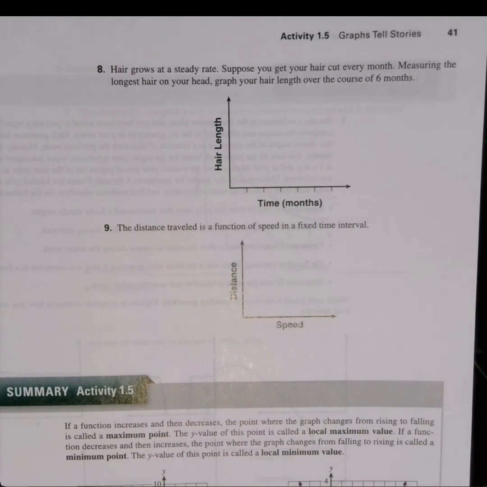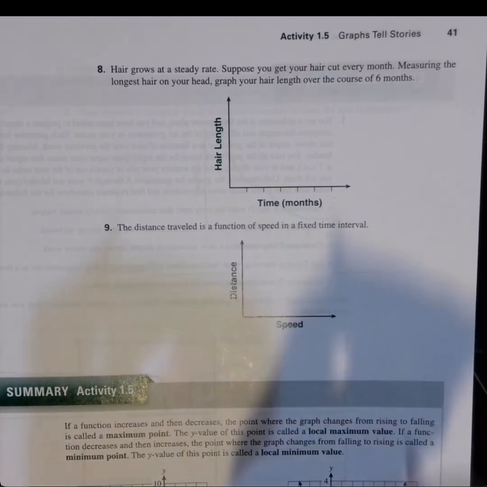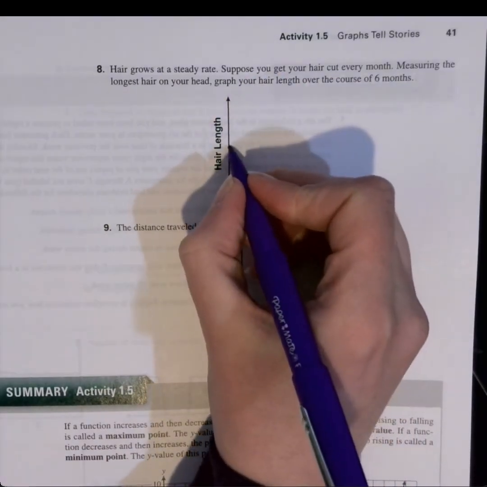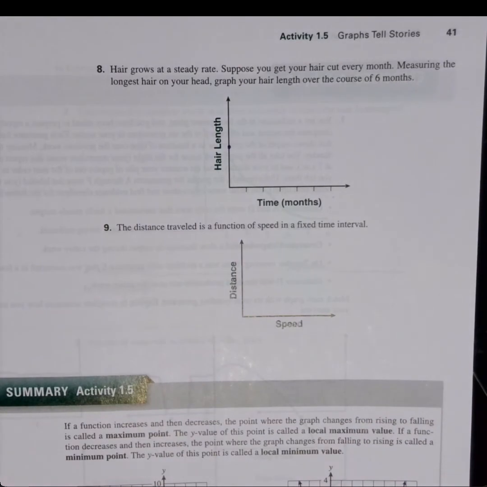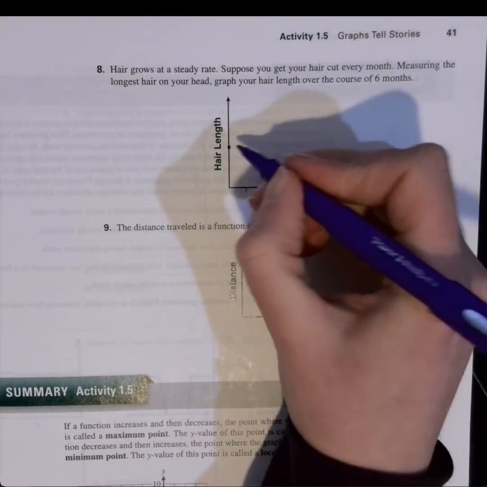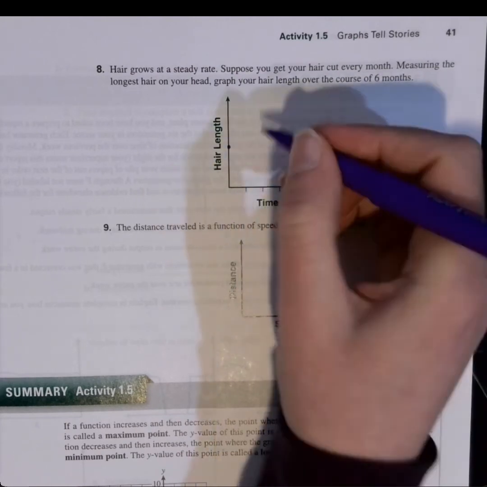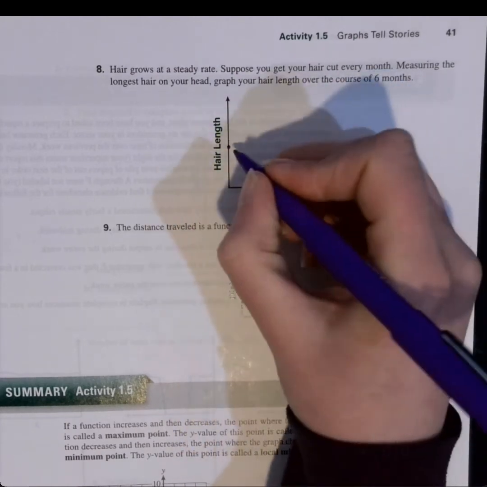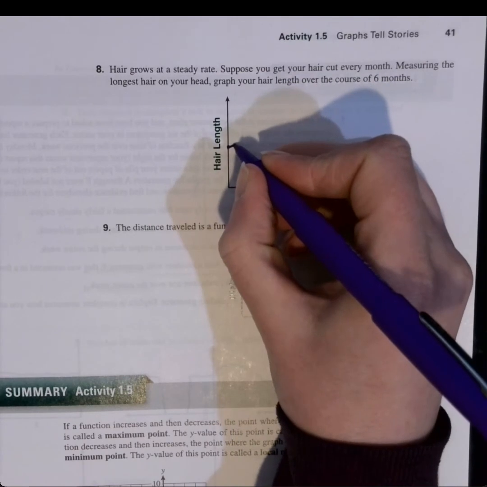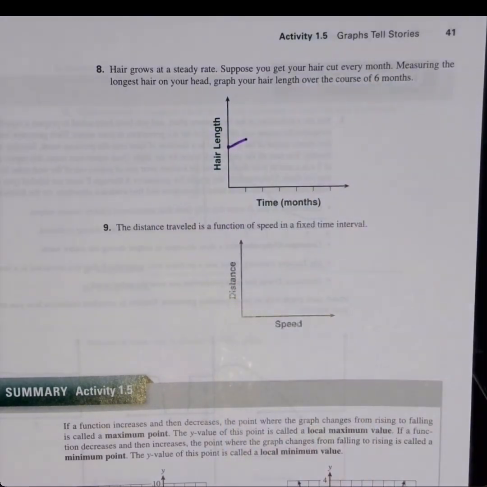Situation number 8 is talking about hair growing at a steady rate. You're going to get it cut every month. Measuring the longest hair on your head, graph your hair length over the course of 6 months. Right now my hair is medium length. Yours might be long or short. I'm going to let it grow for a month. My hair grows pretty slow, so it's going to grow a little bit.